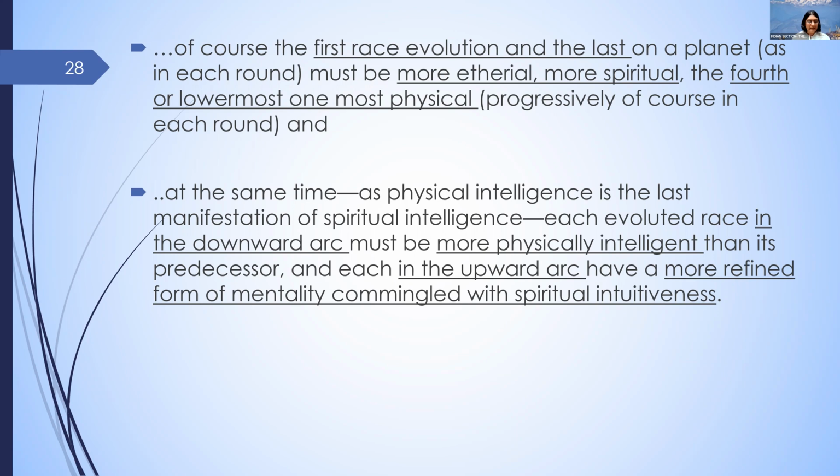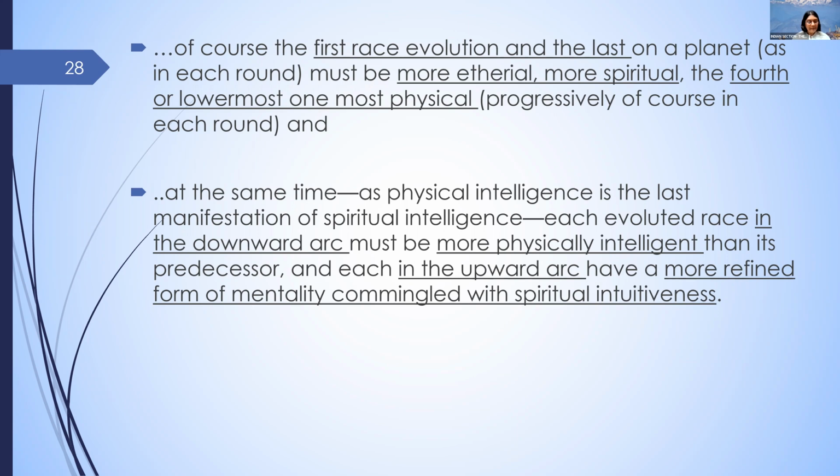Fourth race is now already complete. Now we are in the fifth race, the Aryan race. So from here, spirituality is on the rise. In the previous slide, we applied it to the round. So it was applying to each globe in the round. Now we are speaking about it in the race. So same thing applies to race. First race is very ethereal. Fourth race was most material. And now we are again on the ascending arc from the fifth race onward, ascending in spirituality.